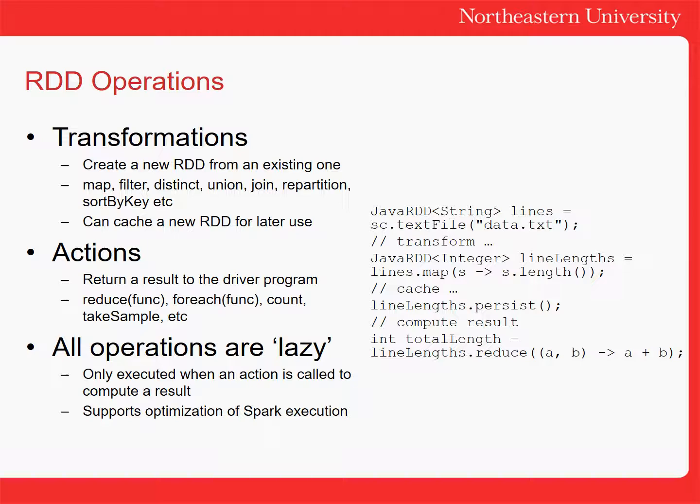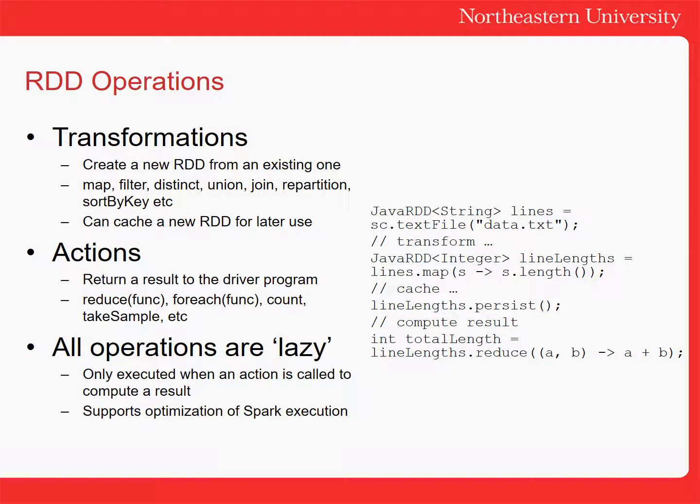So if you look at the code on the right here, we take a text file and we create an RDD called line lengths, and we then basically get the length of every line in the RDD. We persist it, so this means that we can come back and process it at a later stage, and then we use an action called reduce, which gets the total line length for all of the lines. So the reduce function produces a result.